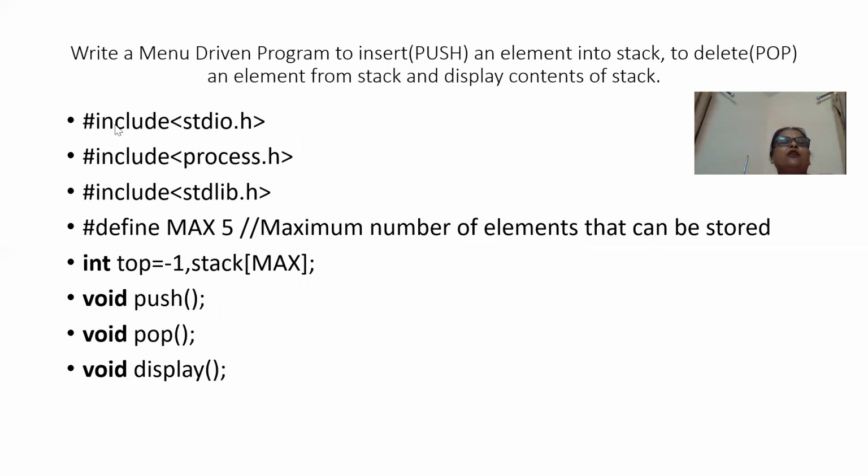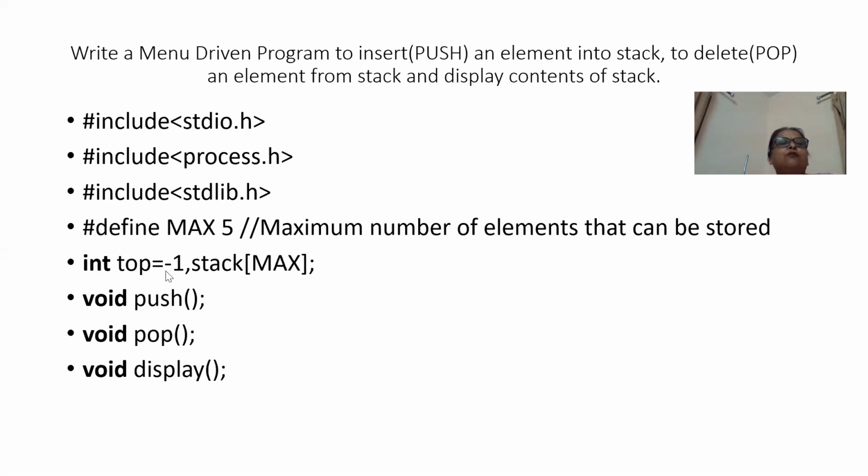You know, hash include stdio.h. This is a preprocessor directive. This statement tells the compiler to include stdio.h before processing. This line means include process.h before processing. This means include stdlib.h. Hash define MAX 5 means max is equal to 5.